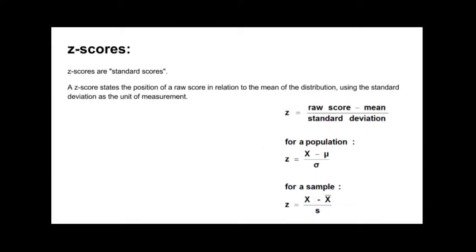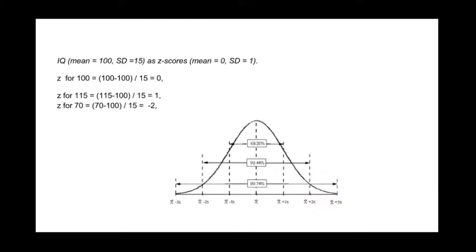And these scores are standard scores. The z-score states the position of a raw score in relation to the mean of the distribution, using the standard deviation as a unit of measurement. Basically, here are examples of formulas that you could possibly use for samples and populations. This is an example of how the standard deviation and the z-score would look, and I have posted examples with the formulas that I previously showed.